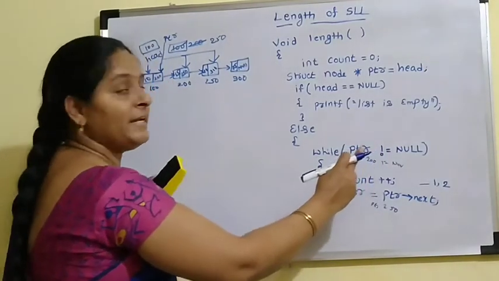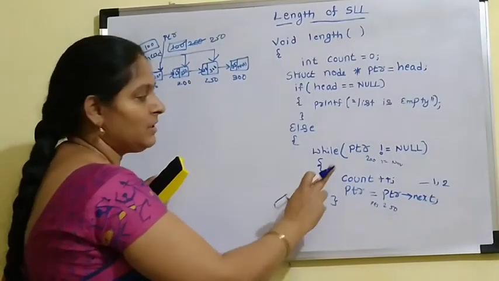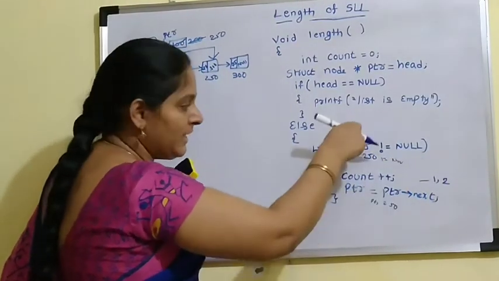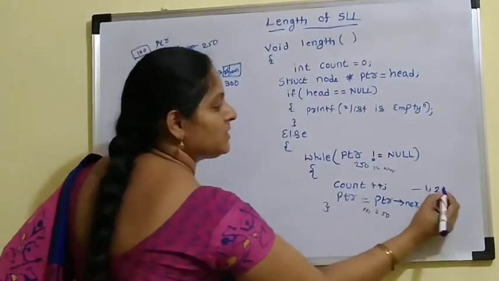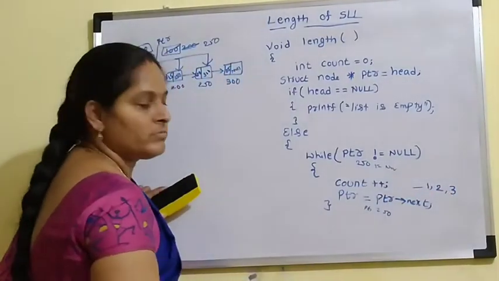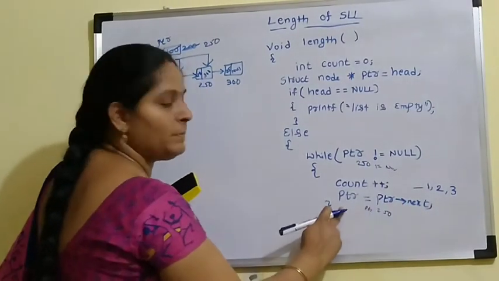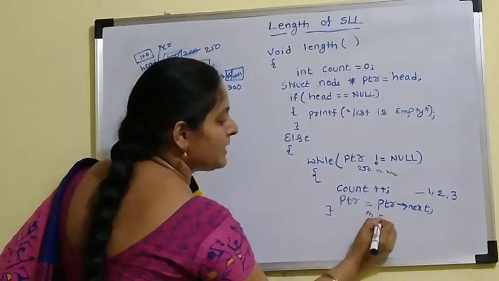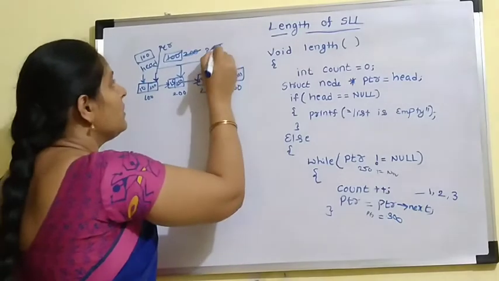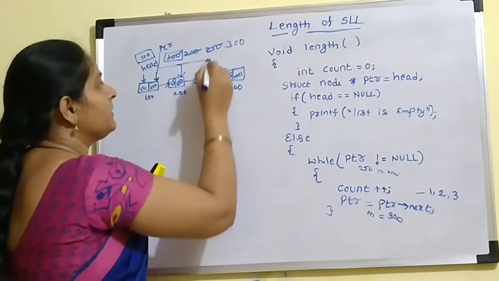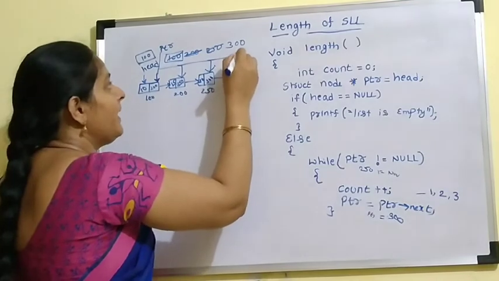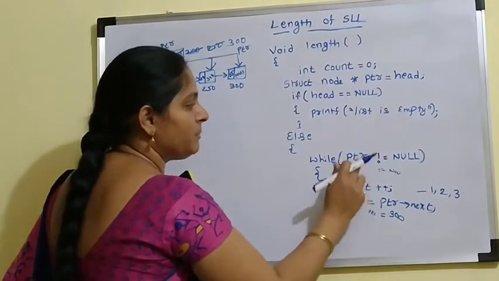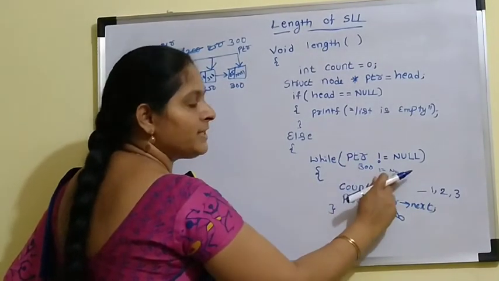Now again verify the PTR value is null or not. Now PTR value is 250. 250 is not equal to null. We'll enter into this while loop. Count plus plus. So 3 nodes. Now assign PTR next address to the PTR. What is the PTR next address now? 300. So that 300 will be assigned to the PTR. So now 250 is replaced with 300. That means that your PTR comes to the address 300. Now again same. Here PTR is 300. 300 not equal to null.